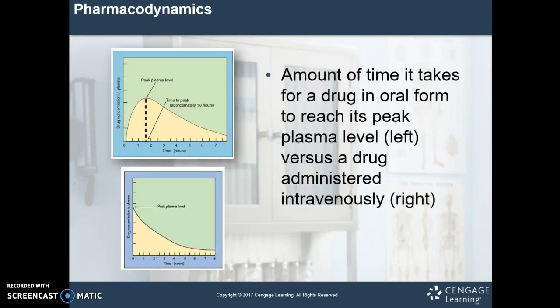So here we have a couple charts that show the amount of time it takes for a drug in oral form to reach its peak plasma effect versus a drug administered intravenously. So top one is a drug that was given by mouth, and drug concentration from time 0 starts to rise, and then it peaks, and it falls. Time to peak was about 1.6 hours. So we can say we would give the patient this drug, and maybe within a few minutes, let's say 10, it would start working, and they would feel better and better and better for about 1.6 hours, and then it would slowly wear off over the next 6 hours. So 7 hours, 7.5 hours total action.